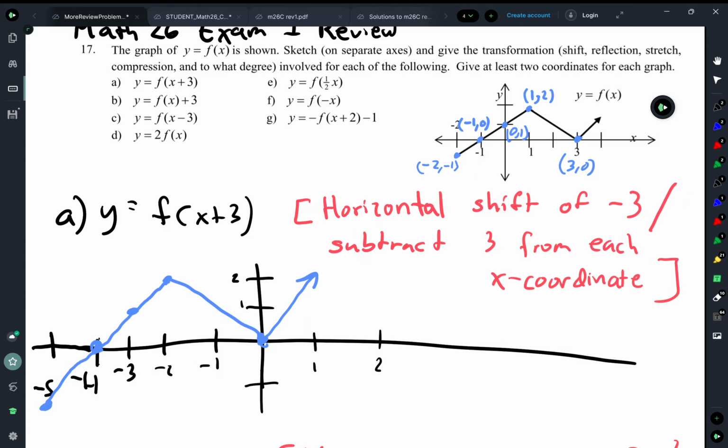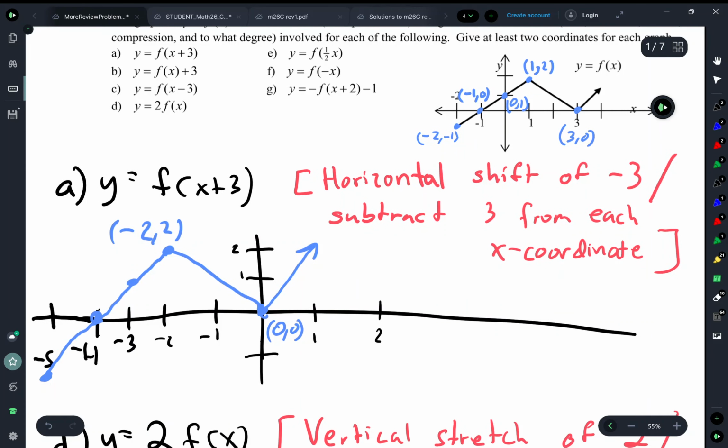We listed the type of shift. It was a horizontal shift of -3, or a horizontal shift of 3 to the left, you can put it. We also need to include at least 2 coordinate points here. And you can pick any essentially. I'll choose right now, let's say -2, 2 and 0, 0. But if you want to label the other points, that's totally fine.